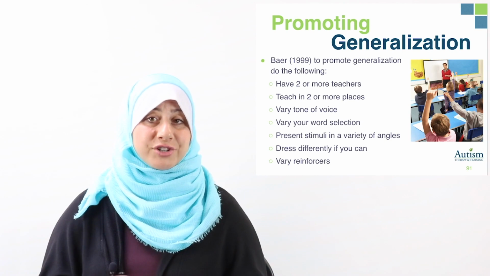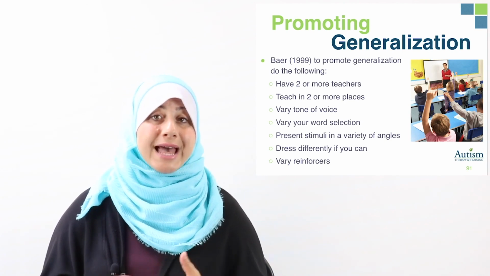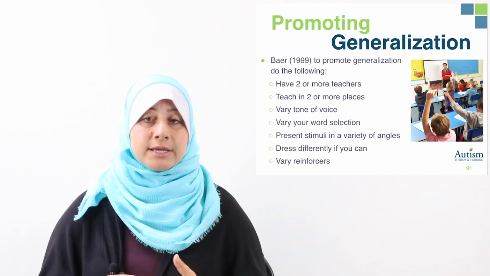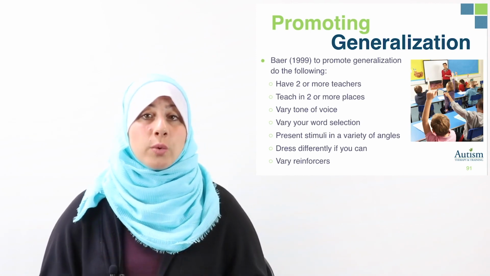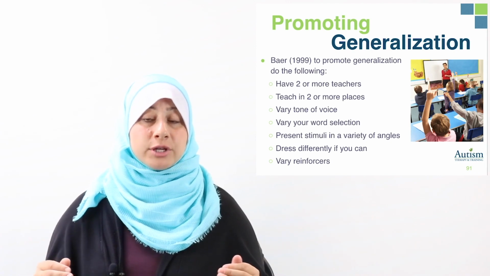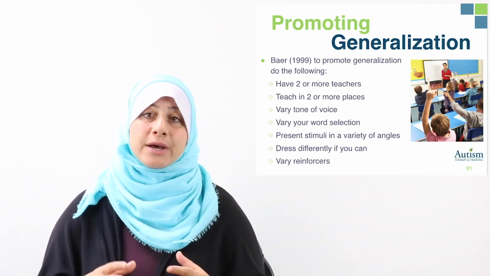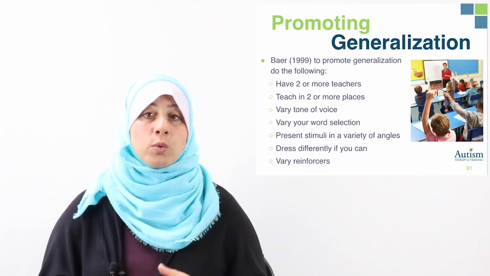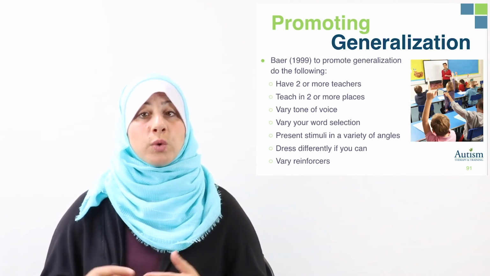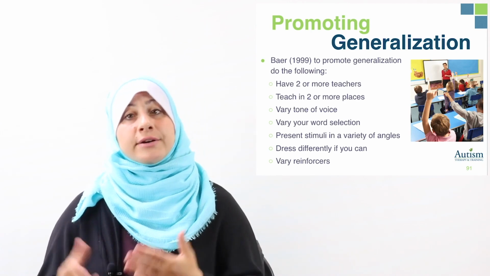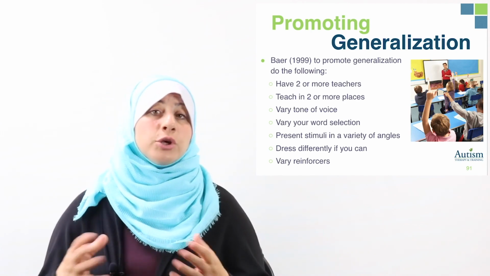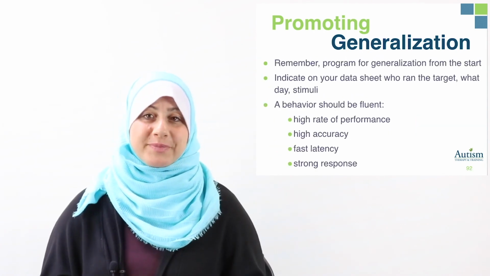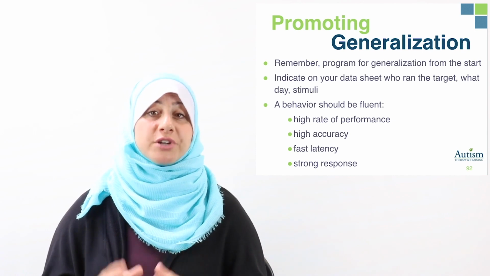Vary your word selection, such as, what is it? What's that? What do you see? Present your stimuli in a variety of ways, such as a messy array. It doesn't always have to be in a straight line. Dress differently if you can. Now, at the center and many centers, they may use uniforms, and we do. We wear blue t-shirts, but the girls will often wear a sweater on top, tie their hair differently, which helps. You also want to vary reinforcers, as we've discussed before. Remember, program for generalization from the start.